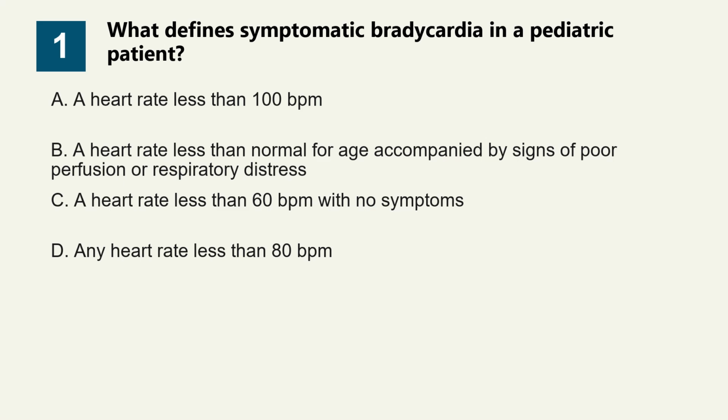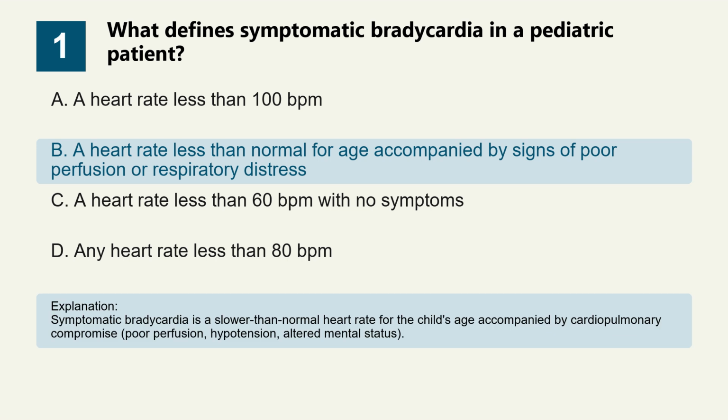Question 1. What defines symptomatic bradycardia in a pediatric patient? Option A. A heart rate less than 100 bpm. Option B. A heart rate less than normal for age accompanied by signs of poor perfusion or respiratory distress. Option C. A heart rate less than 60 bpm with no symptoms. Option D. Any heart rate less than 80 bpm. The correct answer is option B. A heart rate less than normal for age accompanied by signs of poor perfusion or respiratory distress.